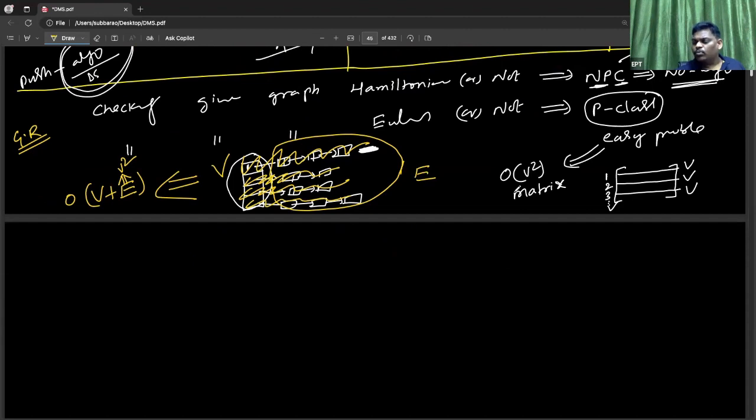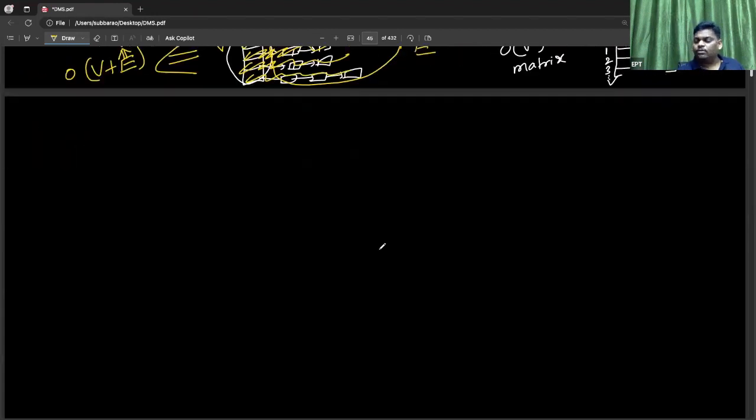Most of the graph problems are NP complete. Two graphs are isomorphic or not, NP complete. Chromatic number finding, NP complete. So be careful. Planarity also NP complete.